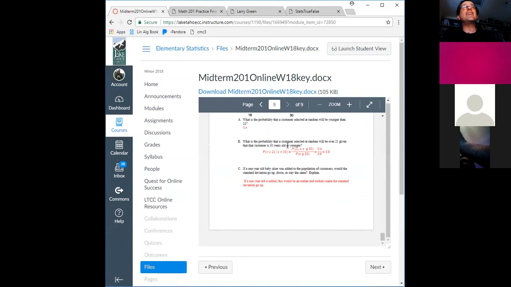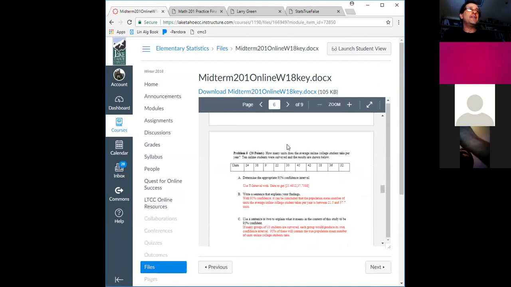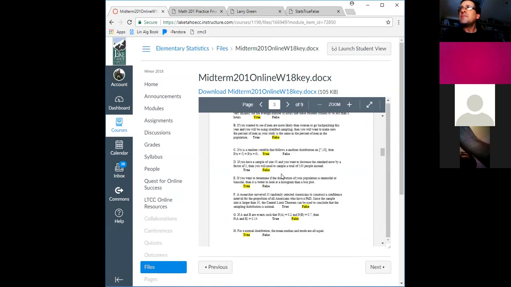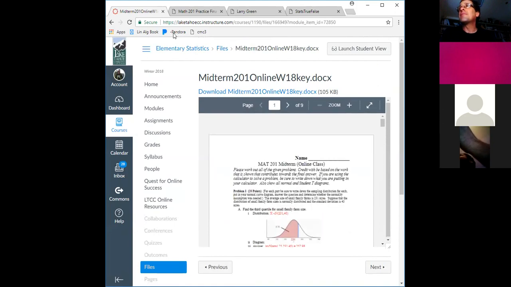Try not to look at the key when you're doing it. So don't just read the key. Try doing the midterm and then check the key to see if you're getting the problems right. Any questions on that? Definitely something you should practice doing.